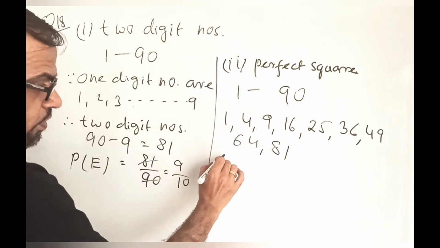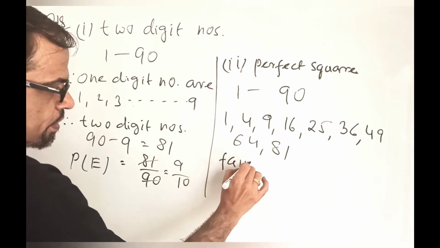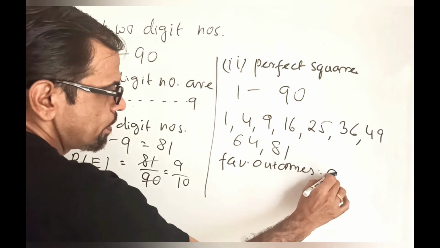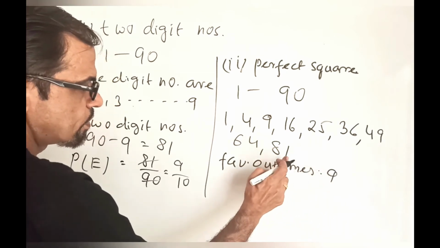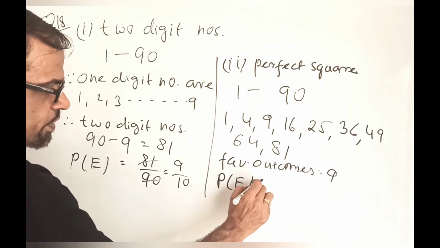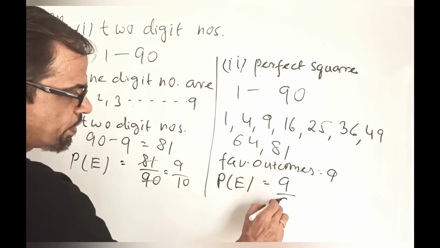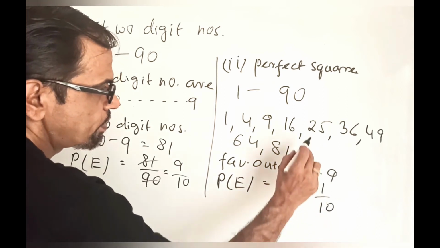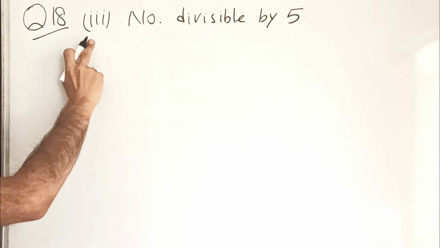So the favorable outcomes are 9. There are 9 numbers which are perfect squares. So the probability of our required event, perfect square, will be 9 upon 90. So it will be cancelled. Answer will be 1 upon 10. Now see the third part, student.